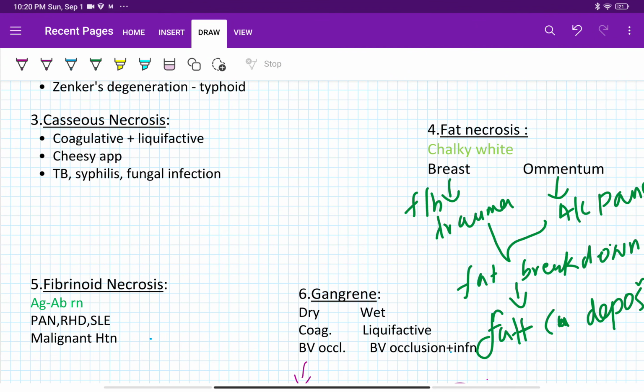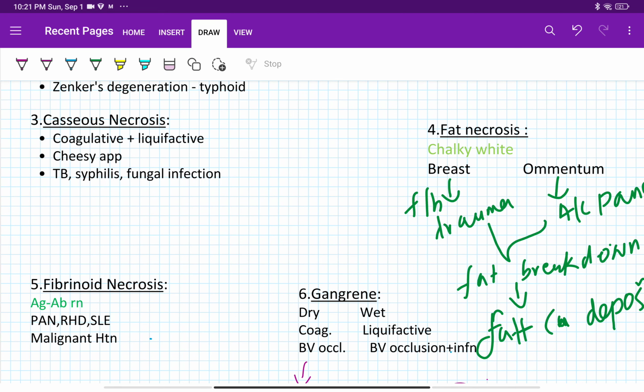Next is fibrinoid necrosis. In fibrinoid necrosis, there is an antigen antibody reaction. It is seen in polyarteritis nodosa, rheumatic heart disease, SLE, and malignant hypertension.